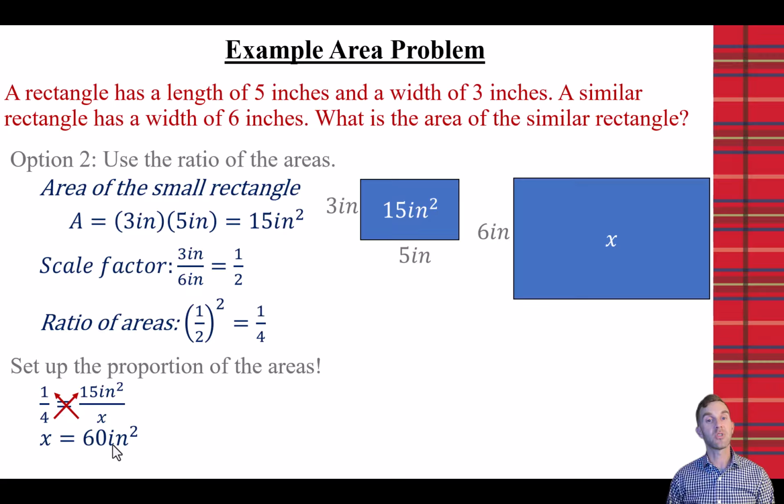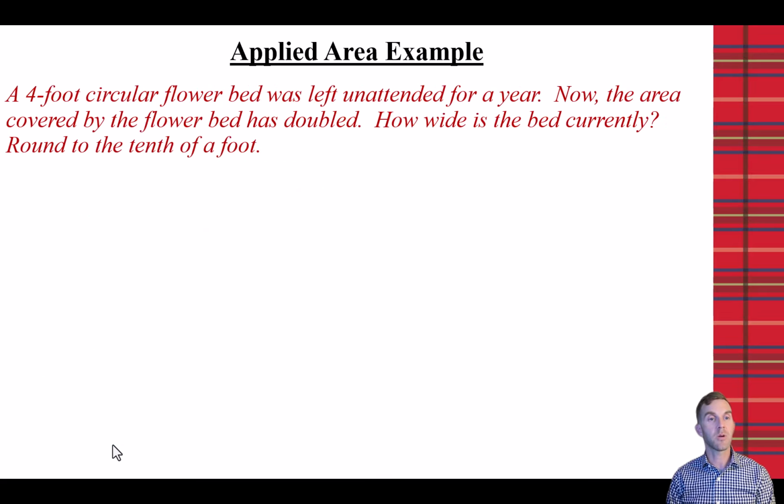And it's good to have multiple methods because here's a problem where we have a 4-foot circular flower bed that's left unattended for a year. Now it's covered and the bed has doubled in size. And it's covering double the area that it did before. How wide is the bed currently, to the nearest tenth of a foot?